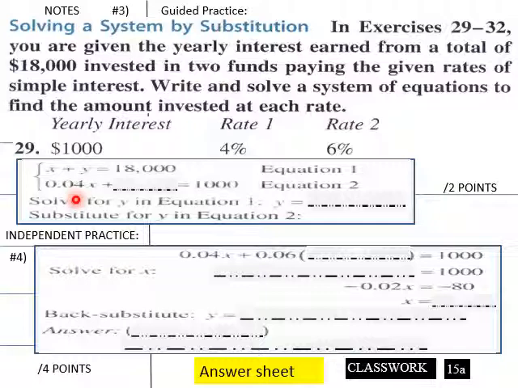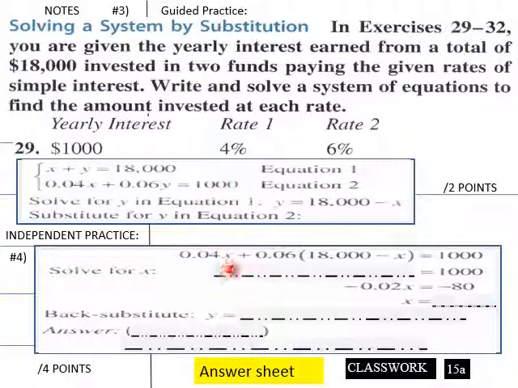And then 0.04x plus 0.06y equals 1,000. Here's our system, equation 1, equation 2. And then solve for y in equation 1. So up here in equation 1, y equals 18,000 minus x. Substitute for y in equation 2. So we know what y is, so now we can put this back into equation 2 here.